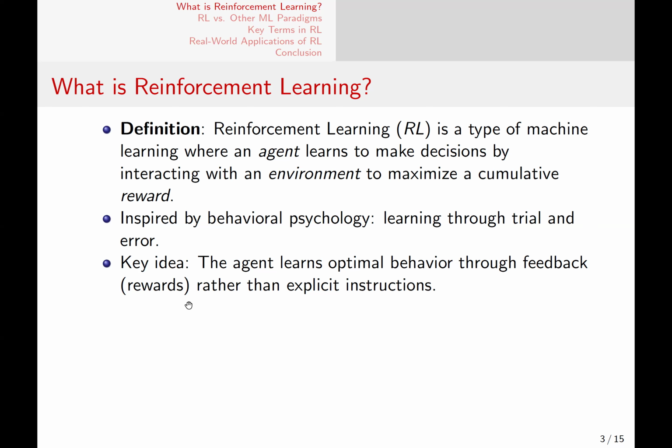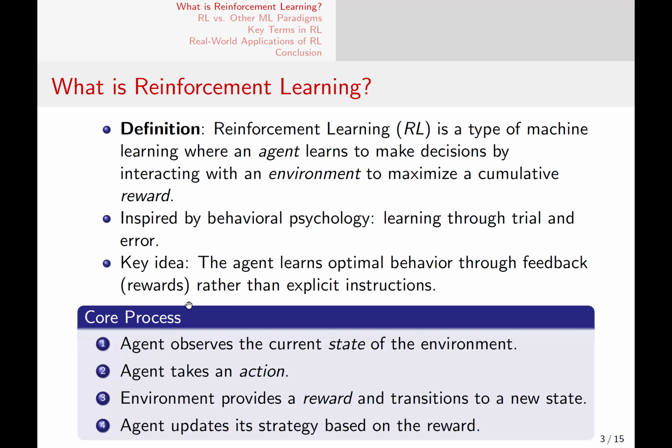So the key idea is that the agent learns optimal behavior through feedback or rewards rather than explicit instructions. So instead of giving instructions, as the process goes on, you can say, "Oh, this is good. You get $5, or you get 1,000. Whatever you want to give, or like you get 10,000 naira for each of these things you do, something like that." All right. So the core process is that the agent observes the current state of the environment.